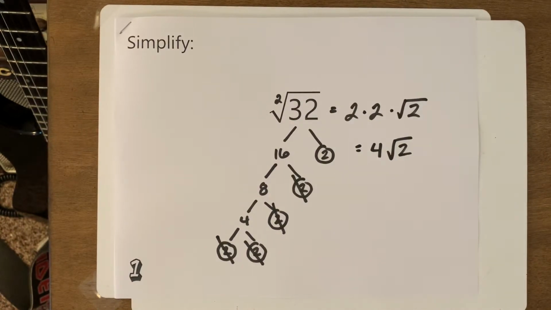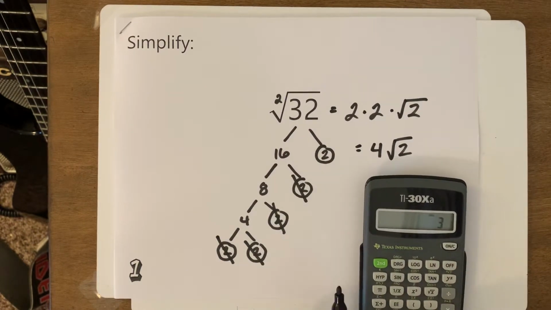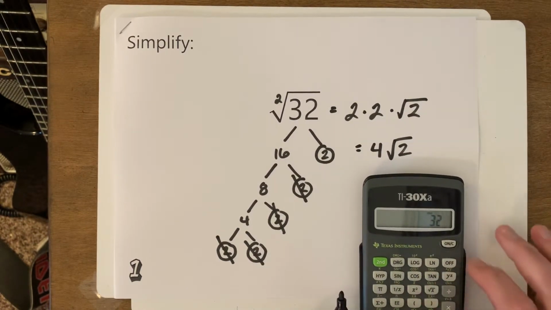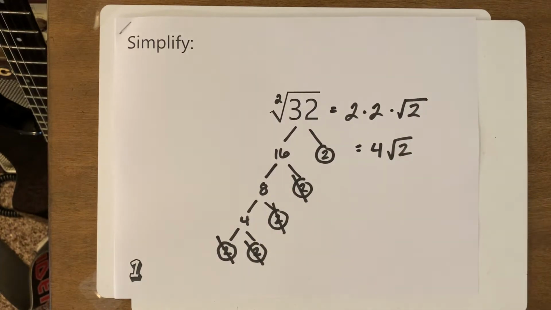So how do I know I'm right? Well, one thing you can do is take a calculator and take the square root of 32, and you get 5.65685, blah, blah, blah, it keeps on going. If you take 4 times the square root of 2, just make sure you get the same exact decimal, and since we do get the same decimal both times, then we know we're right. So that's one way to check to see if your answer is correct.